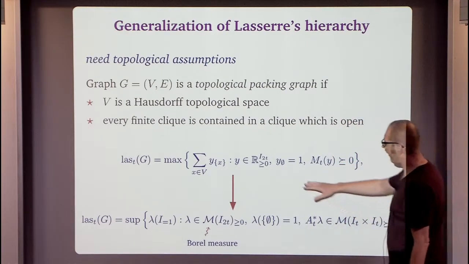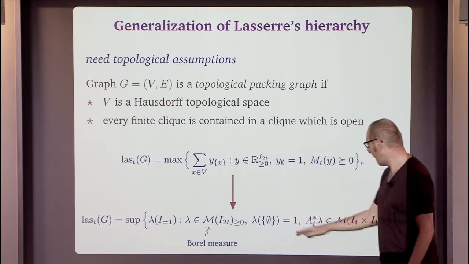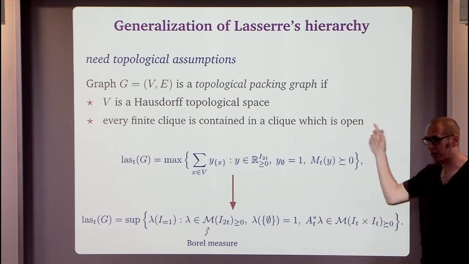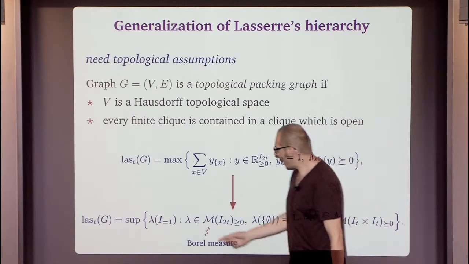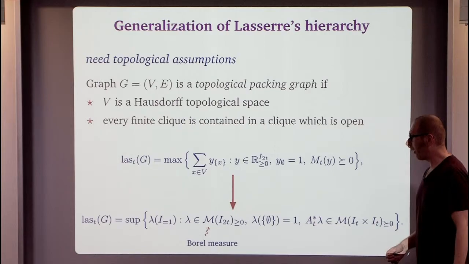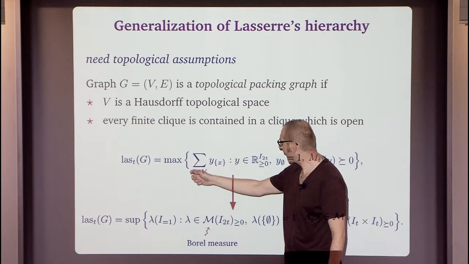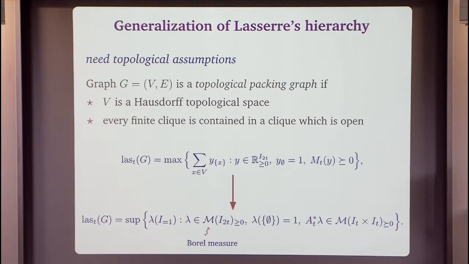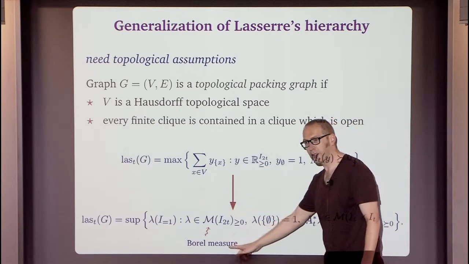And then the other constraints are very similar to the constraints which we have here. So lambda of the empty set should be equal to 1. Then out of lambda, we can make a moment matrix using the operator A_t star. I will talk about this on the next slide. This matrix should be positive semidefinite. And the objective function is lambda of all vertices of the graph, exactly as here, where this is the sum over all the vertices of the graph of y. So it's completely analogous, except that we replace this vector space here by the Borel measures.